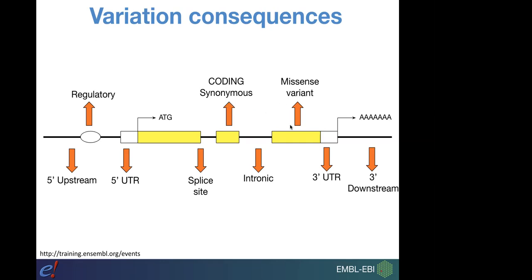On the other hand, we might have a change in the genome that does result in a change in the encoded amino acid at that position. And this is what we're going to call a missense variant or a non-synonymous variant. So for every variant, we predict where this variant falls along the genome, and then we're going to assign a consequence based on that position.